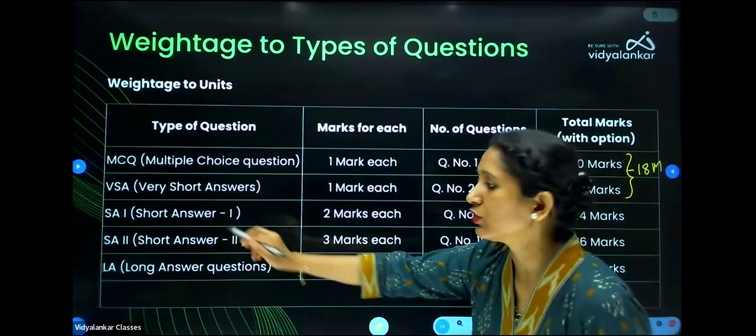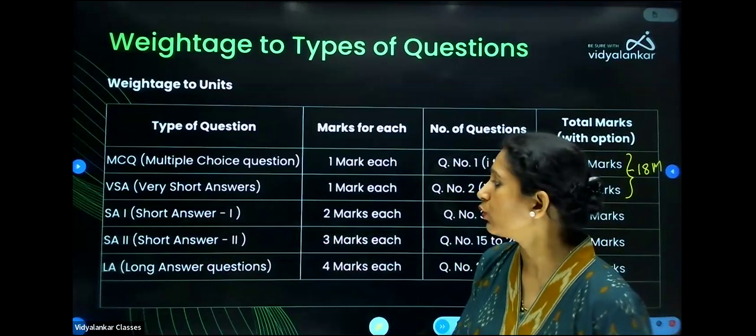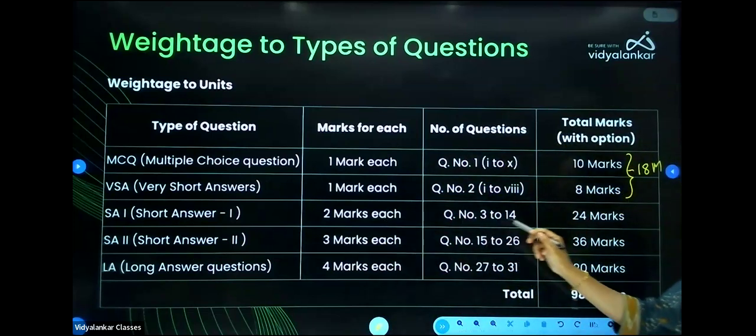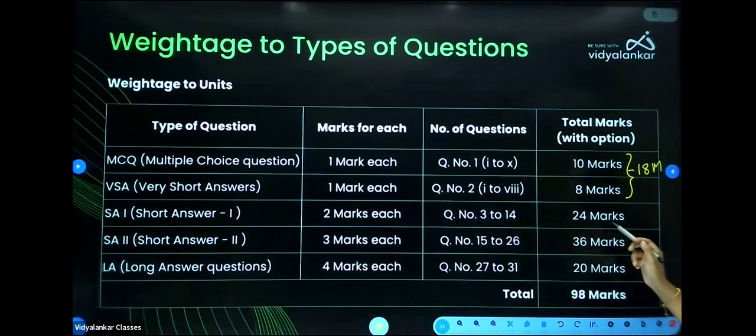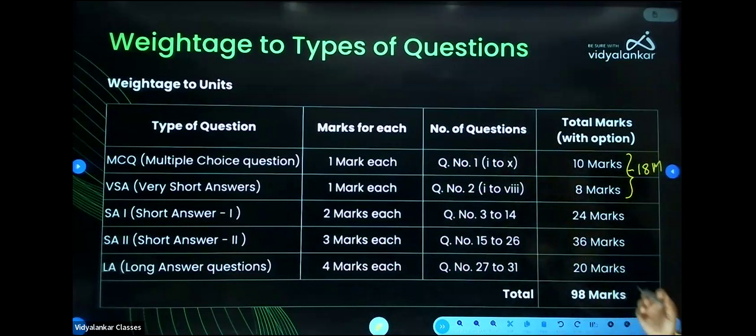After that, this is your section B. It is short answer type 1 questions, 2 marks each. It starts with question number 3 and ends with question number 14. The overall section is of 24 marks. Among these questions, you are expected to attempt any 8. So this is for 16 marks. From 24, your required attempt is for 16 marks.